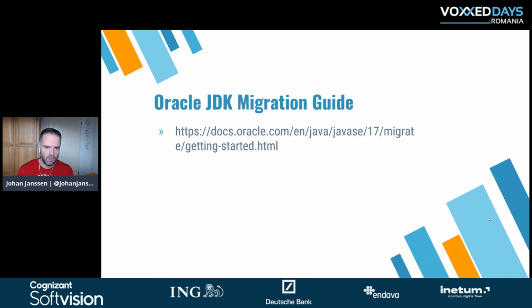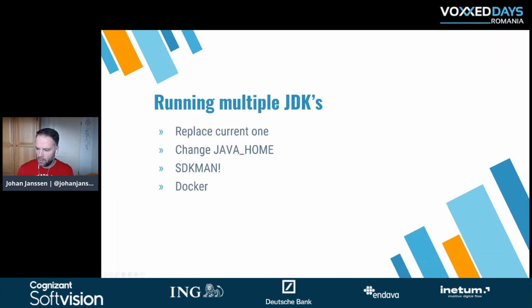So we've looked at these as well. Then there are different ways to make sure you can run multiple versions of the JDK, because if you upgrade to a new version of Java, you might still want to run the old version of Java so that you can still do bug fixes on your application and things like that. So there are different ways to do that. I listed a few here.